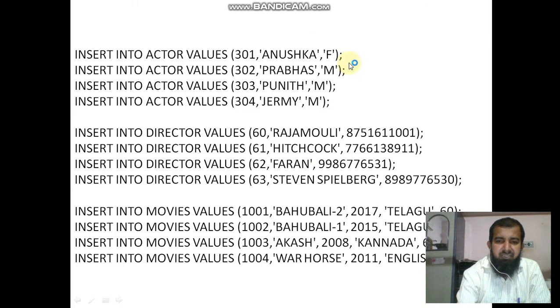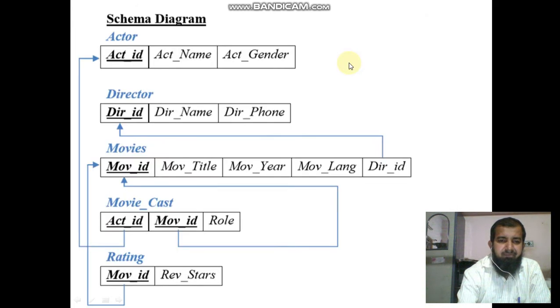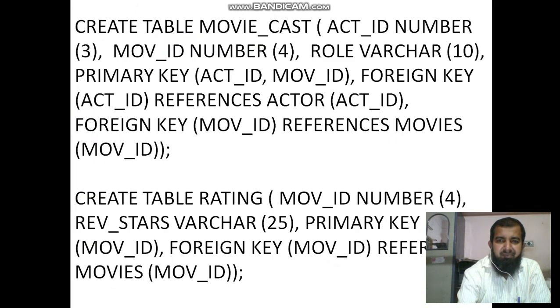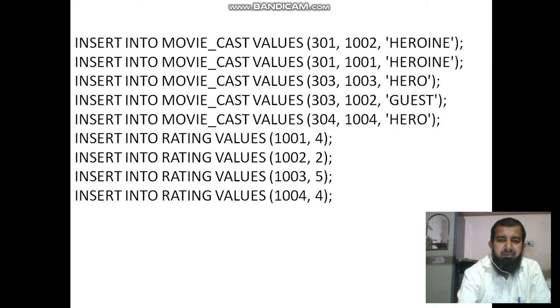The movie cast table contains actor ID, movie ID, and role. These all are actor ID, these are the movie ID, and these are the roles, whether it's a heroine, hero, guest, like this. And the last one is rating, with movie ID and received rate.